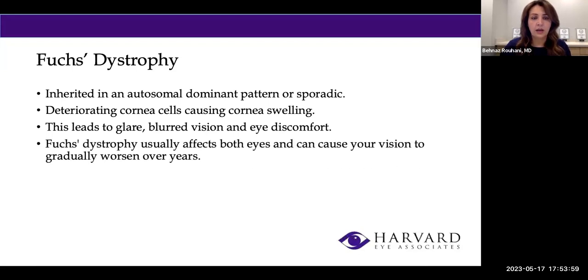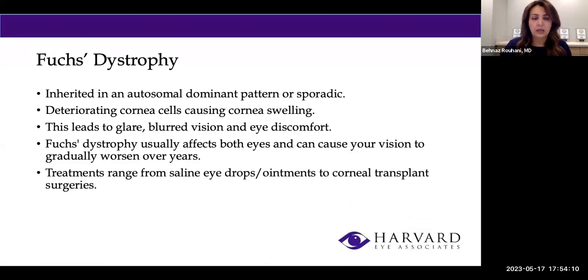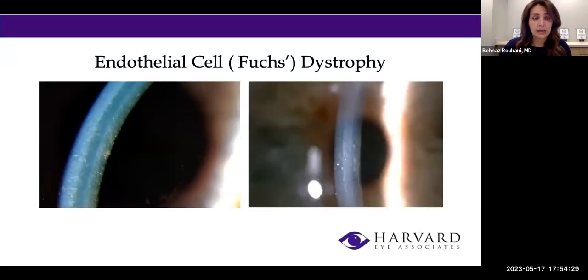First of all, it affects both eyes, and it is a progressive condition. It gets worse over years. Treatments range from saline drops, because saline drops have salt in them, so they absorb extra water that's retained in the cornea. There are saline ointments too that patients can use at nighttime. And in advanced cases, cornea transplant surgeries might be needed.